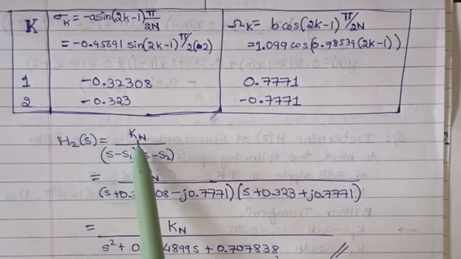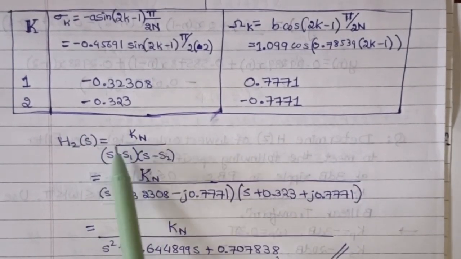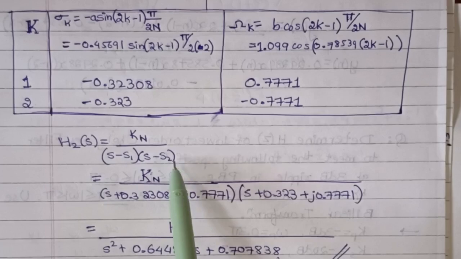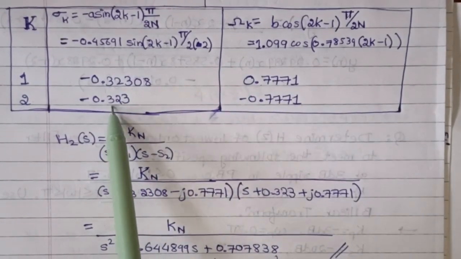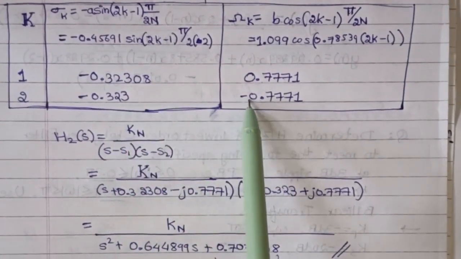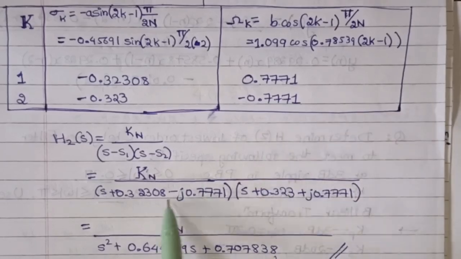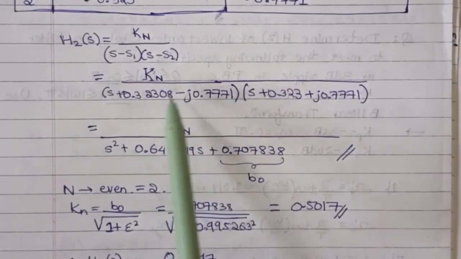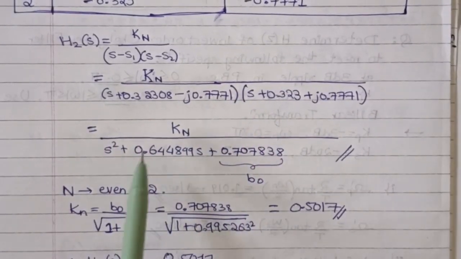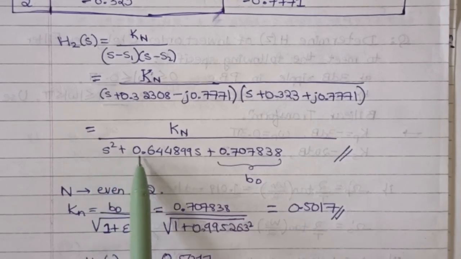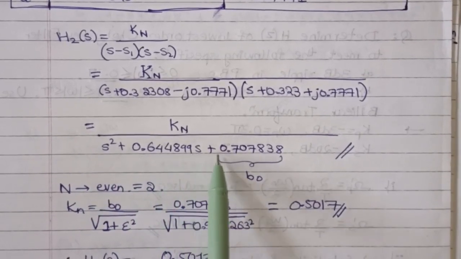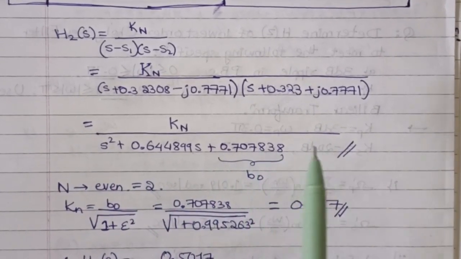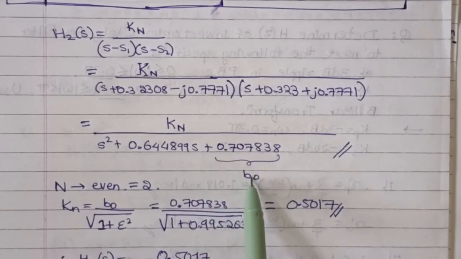Hence, the n value is 2. H2 of S is equal to Kn divided by (S minus S1) into (S minus S2). S1 is this and S2 is minus 0.323 minus j 0.771. Multiplying this polynomial, we get Kn divided by S square plus 0.644899 S plus 0.707838. The constant term we obtained is B0.